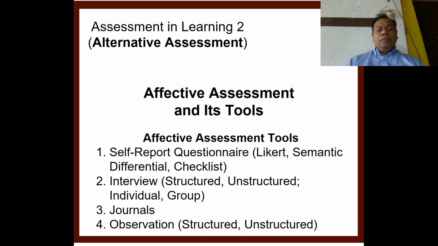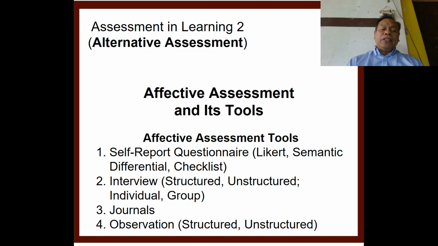What are the common affective assessment tools? There are four. The first is the self-report questionnaire. And there are also different kinds of self-report questionnaire. The most popular would be the Likert scale, semantic differential, and the checklist. This is where students just check, no, what they believe as their own feelings and internal condition.